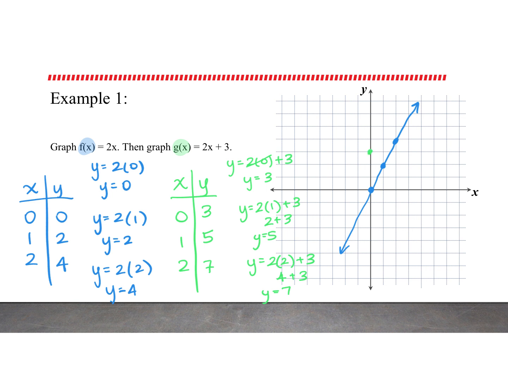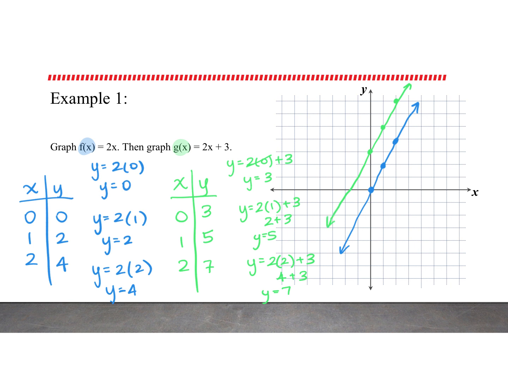0, 3, 1, 5, 2, 7, right there. 3 points perfectly in a row. We can connect them up. Add those arrow points on the end.